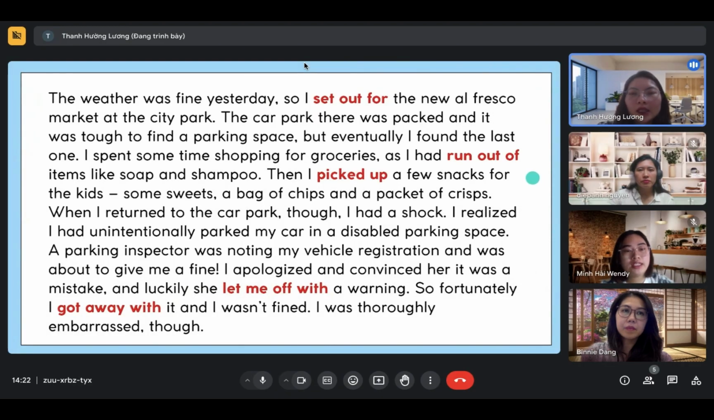In the next part, the phrasal verbs, as you can see in this text, there are quite a lot of phrasal verbs for students to understand. The first one is set out for, run over, pick up, let me off with, or got away with. So in order to understand all these phrasal verbs, the students need the foundation, the basic understanding of these words and phrasal verbs.